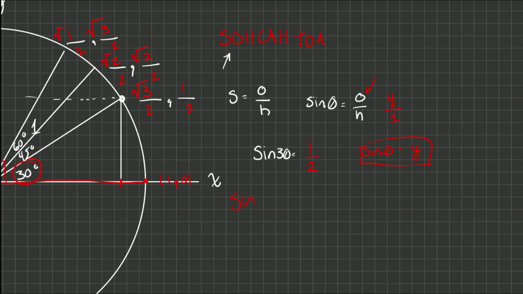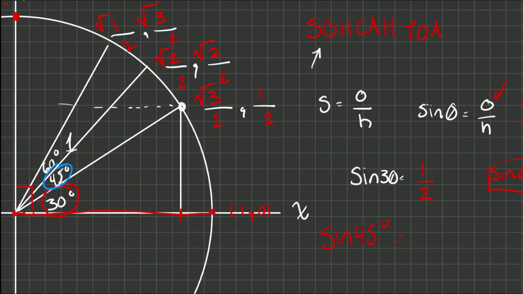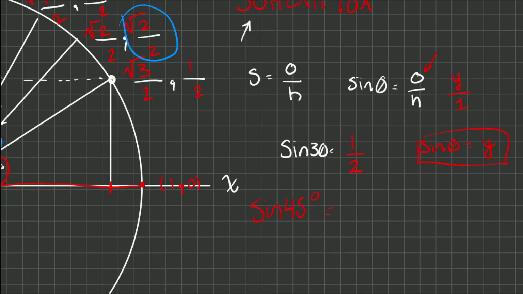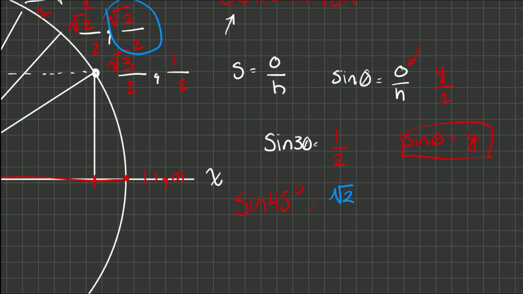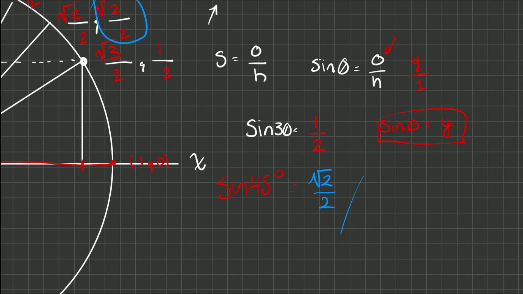Sine of 45 degrees. We look at our 45-degree triangle, and let me change colors. It's getting a little hectic here. But sine of 45 degrees, right? Our coordinate point is going to be root 2 over 2 for y. Does that mean sine of 45 is equal to root 2 over 2? Oh, yes, it does. Because if we were to divide by our hypotenuse, which is 1, that changes nothing.